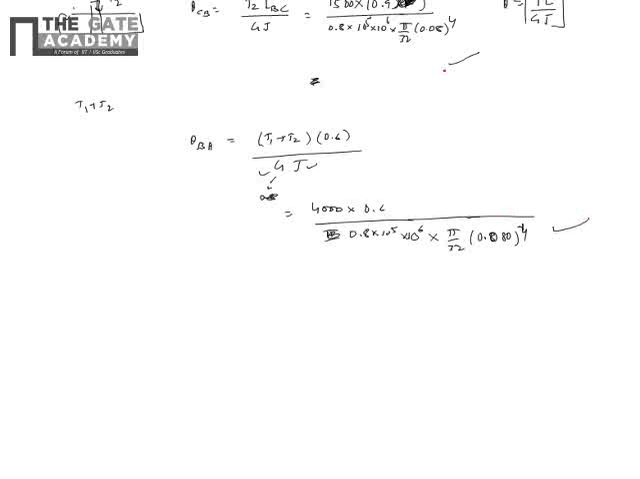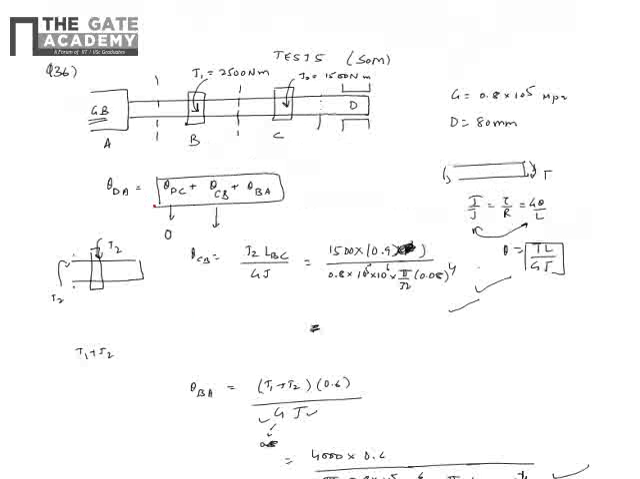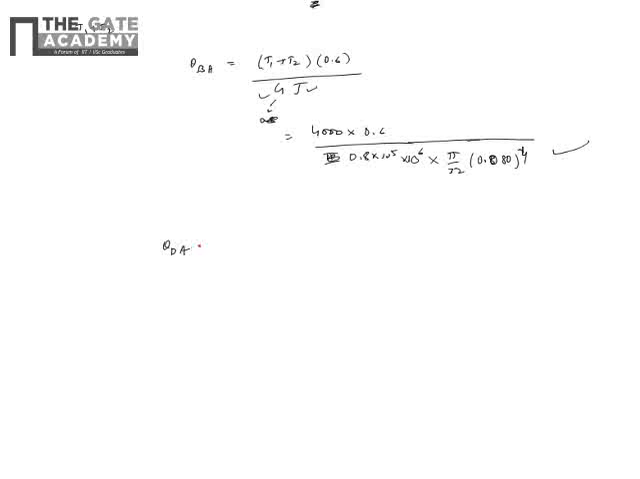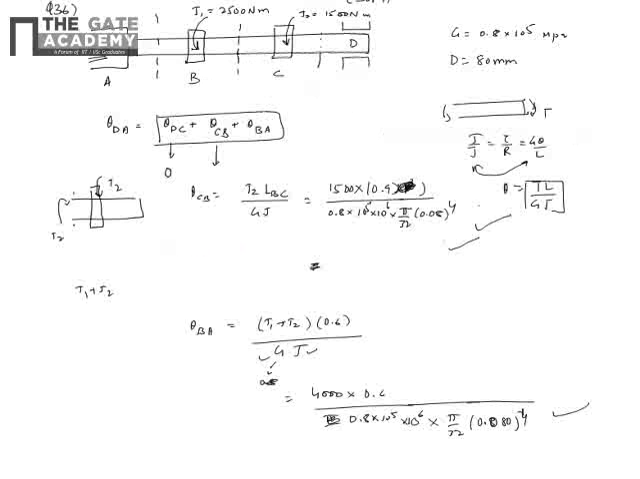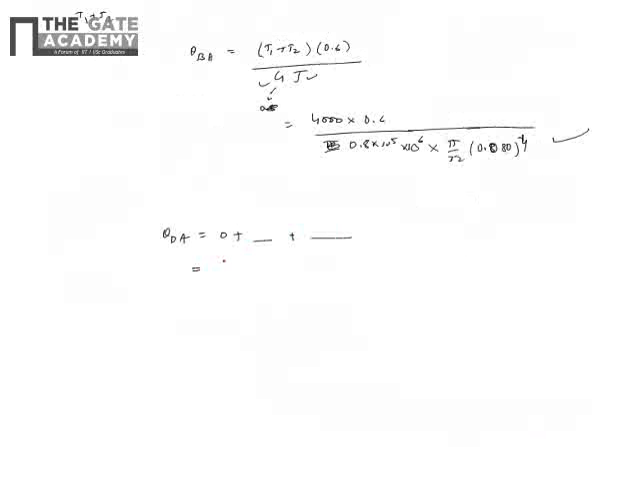If I add this value and this value together, because that is what matters, theta DA would be 0 plus theta CB plus theta BA. When I calculate, I get an answer of 0.011656. This is in radians, so you have to convert into degrees by multiplying by 180 by pi, which gives close to 0.67 degrees. So the angle of twist of D relative to A is 0.67, answer is B.